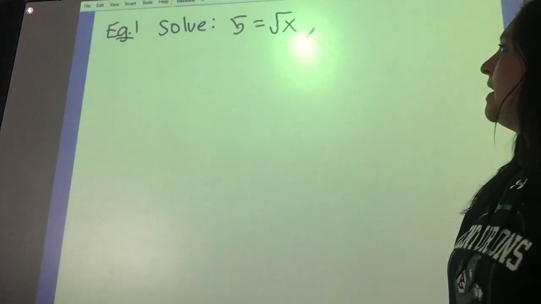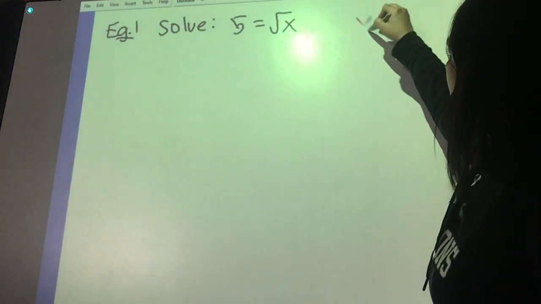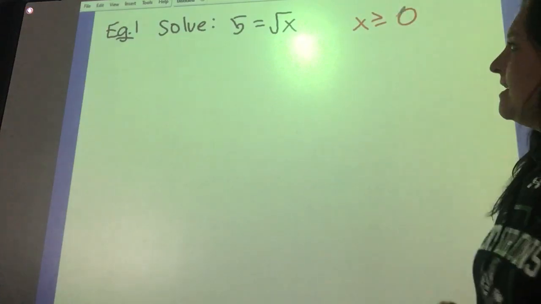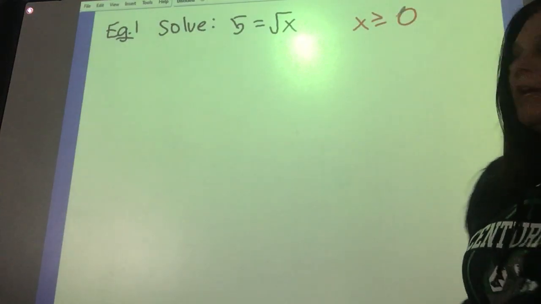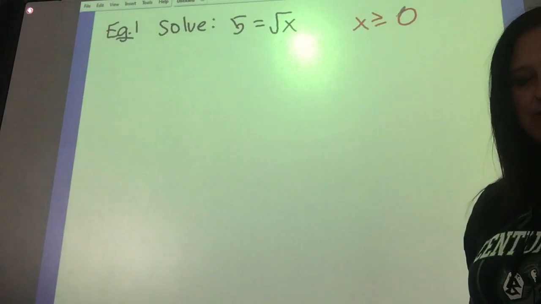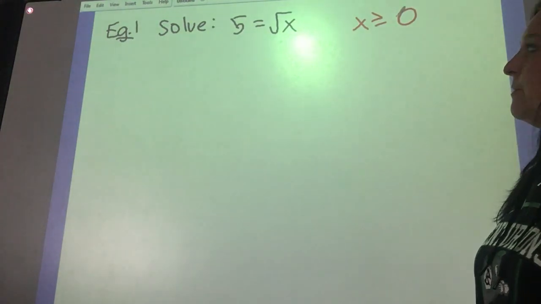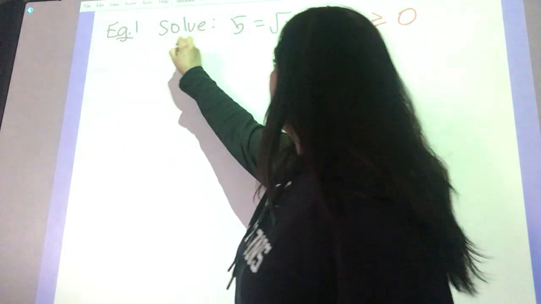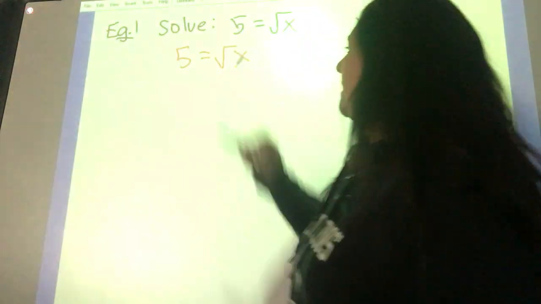So step number 1, state our restriction. Well, that's pretty easy. X has to be greater than or equal to 0. You cannot take the square root of a negative number. Then step number 2, isolate the radical. Well, that's easy. It's already been isolated.